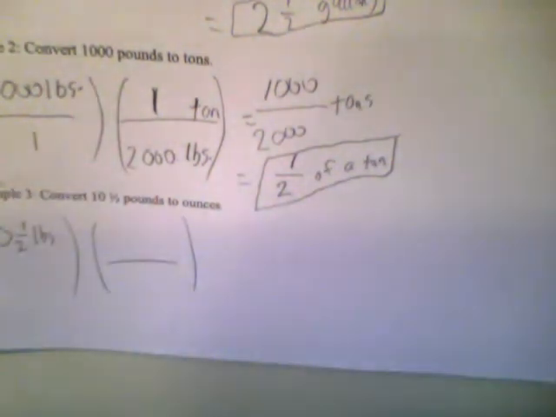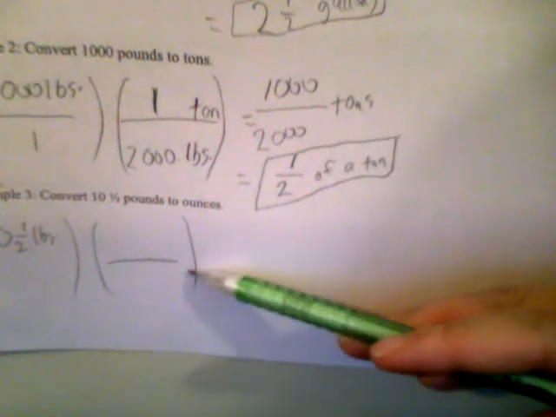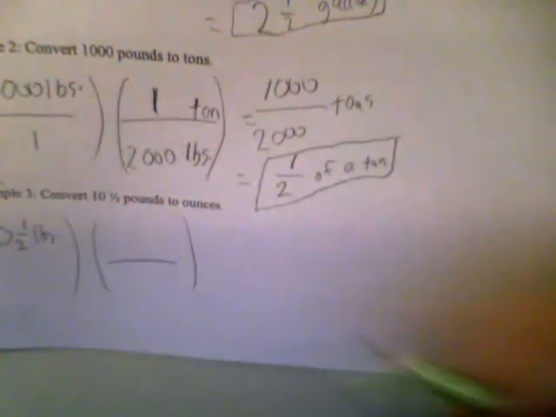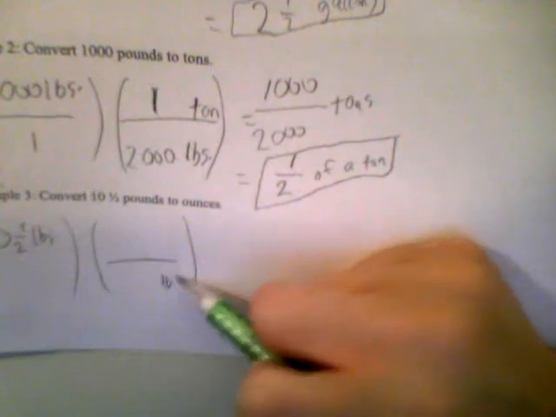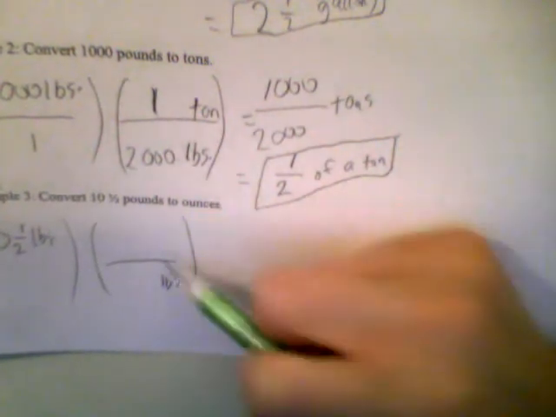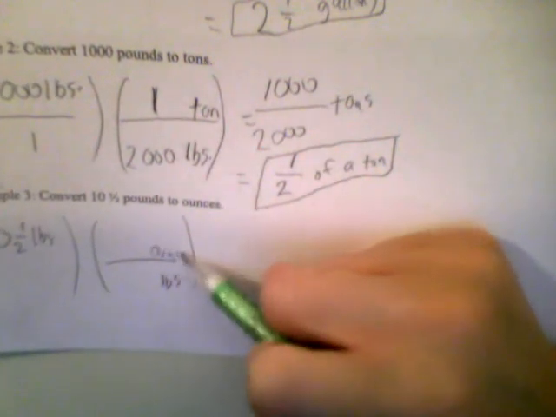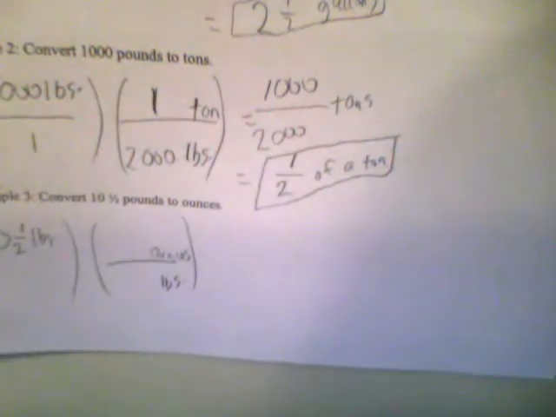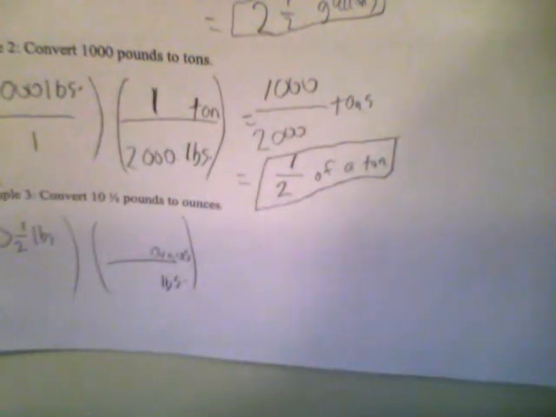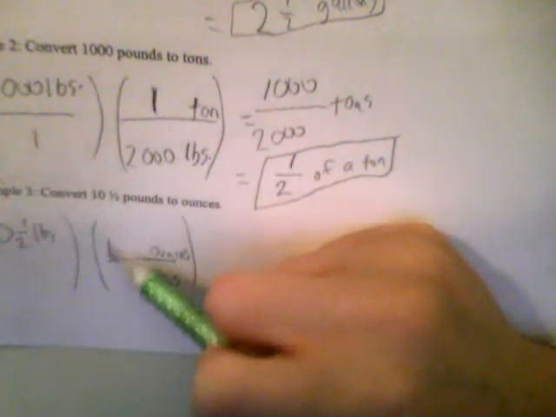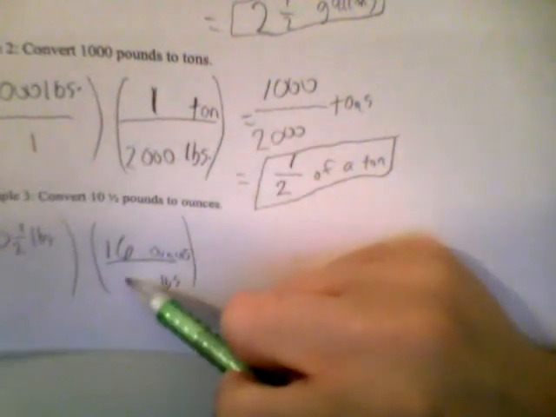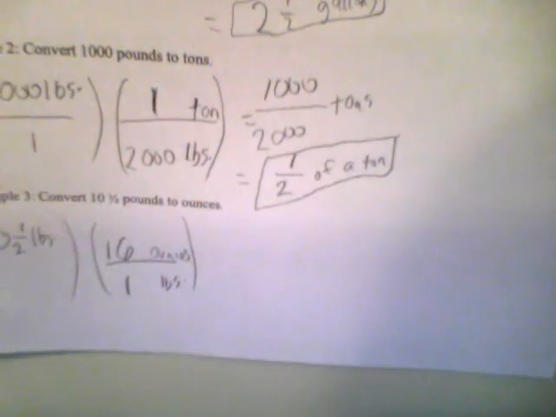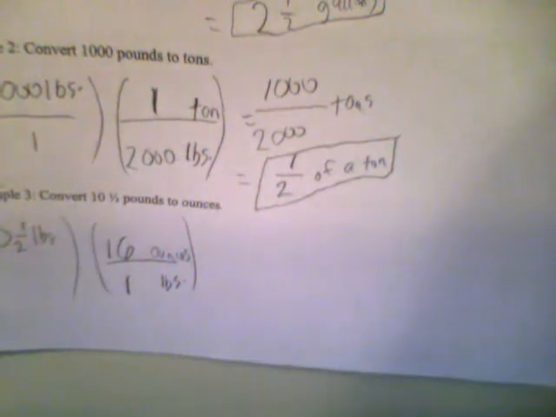So because I want my pounds to cancel out, for my second fraction right here, I want my pounds unit on bottom. Put pounds here. I want to end with ounces. I'm going to put ounces on top. Now 16 ounces is equal to 1 pound. So I fill in my numbers. So 16 ounces is equivalent to 1 pound. So now I have 10.5 times 16 over 1.